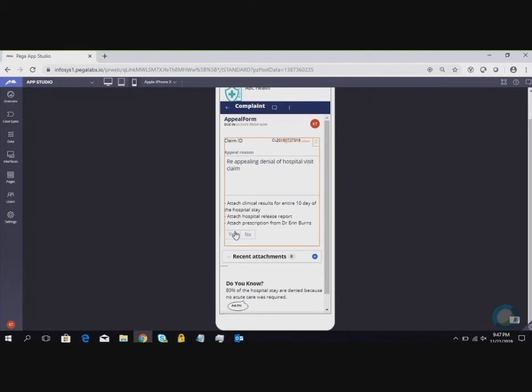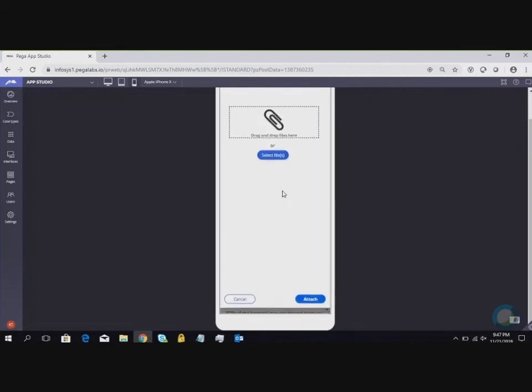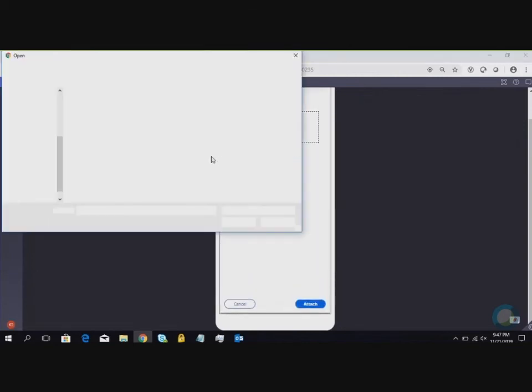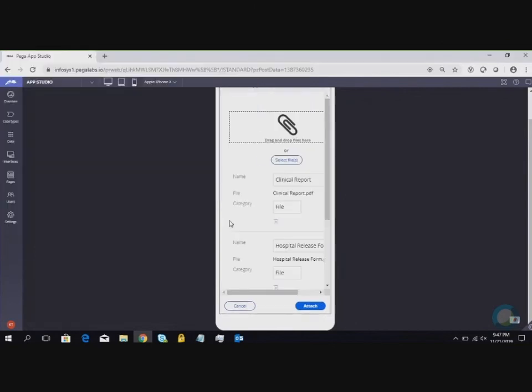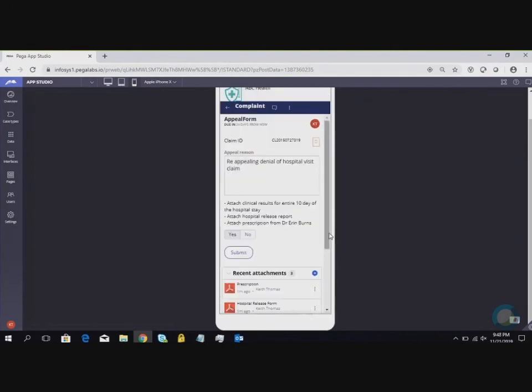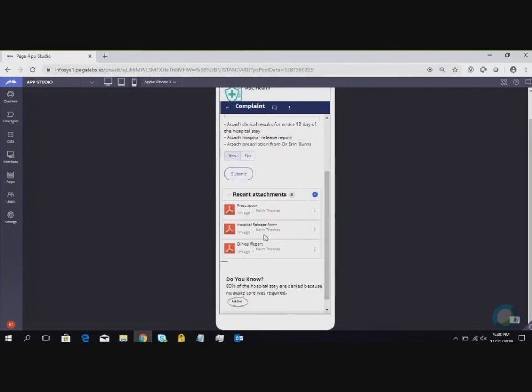So it prompts him, have you attached the clinical results for the entire 10 days? Have you attached the hospital release note report, and also the prescription from Dr. Erin? This is a powerful digital AI/ML platform that we are using, so-called Pega. And what you can see is the ease of submission of the appeal itself, right from views to attaching documents and sending data across. Here you can see that the documents were attached.